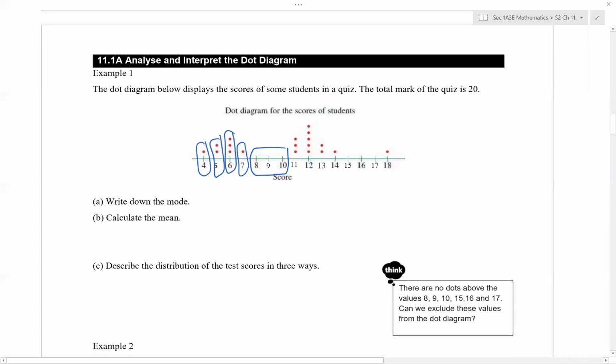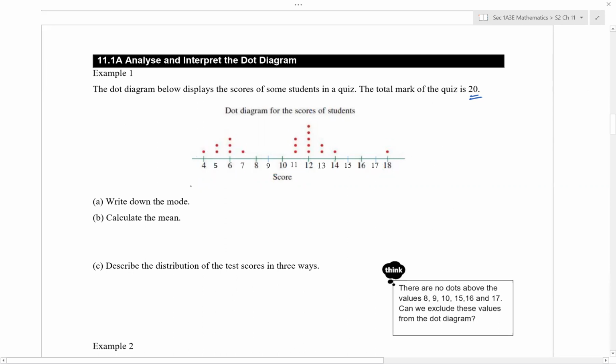And the rest of them, they passed because 20 marks is the total, right? So 10 marks is a pass. You've got 3 people scoring 11. You've got many students scoring 12, and so on and so forth. And then we have an outlier over here. One lone person scoring 18, and that is the highest. Okay, so now write down the mode.